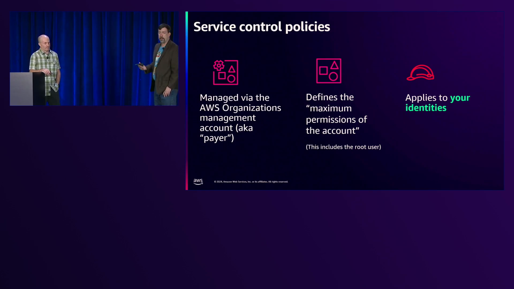So service control policies are managed by AWS Organizations. You put them in the organizational management account, aka the payer. And they define the maximum permissions of the account, including the root user. So this is prior to the new introduction of centralized root management. This was the way to control root usage without actually having to log into all 1,000 of your accounts and enable MFA. The important point to a service control policy is it applies to the identities in your organization.